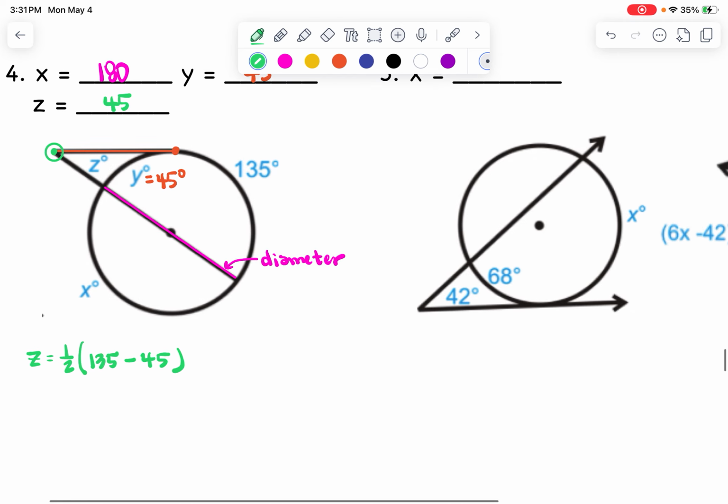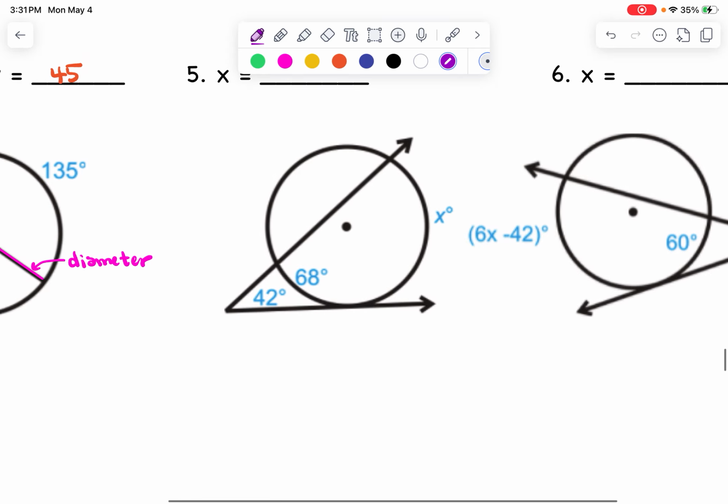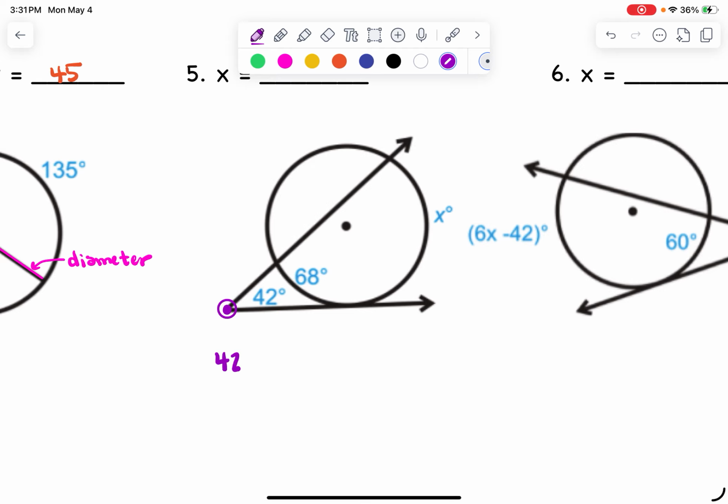All right, moving right along. Number 5, looking for X. Okay, well, this one's a tad bit different because my angle is on the outside of the circle, so I know I'm going to be using the 1/2 of the difference rule, but in this case, we know the angle on the outside, right? So now it's going to be 42 equals half of his two intercepted arcs.